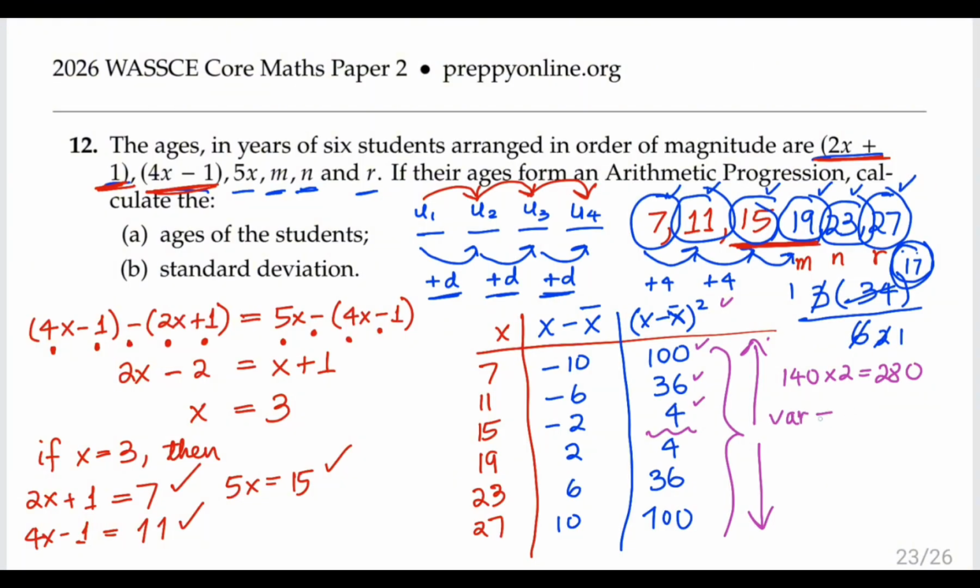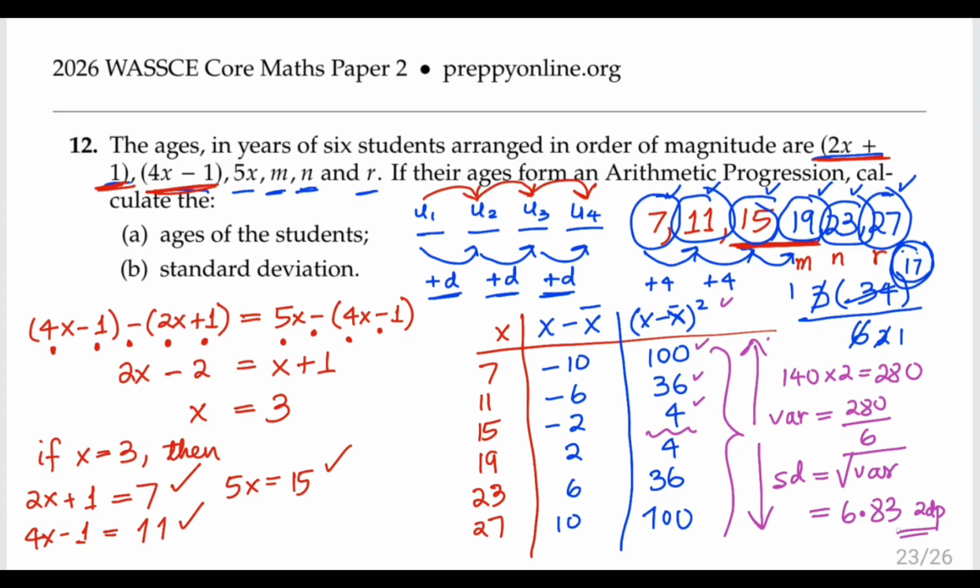So the variance is going to be 280 over 6. And to find the standard deviation, you find the square root of this variance. So you can punch this into your calculator: 280 over 6, and then you take the square root of that. That's going to give you the standard deviation. So you're going to get 6.83 when you punch this into your calculator to 2 decimal places.